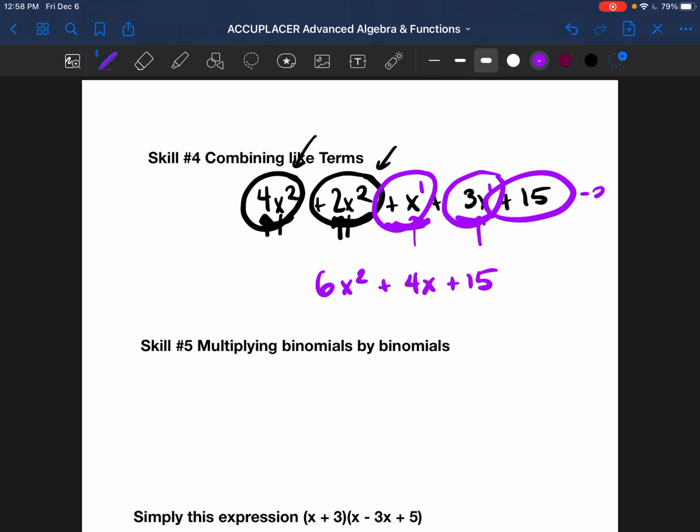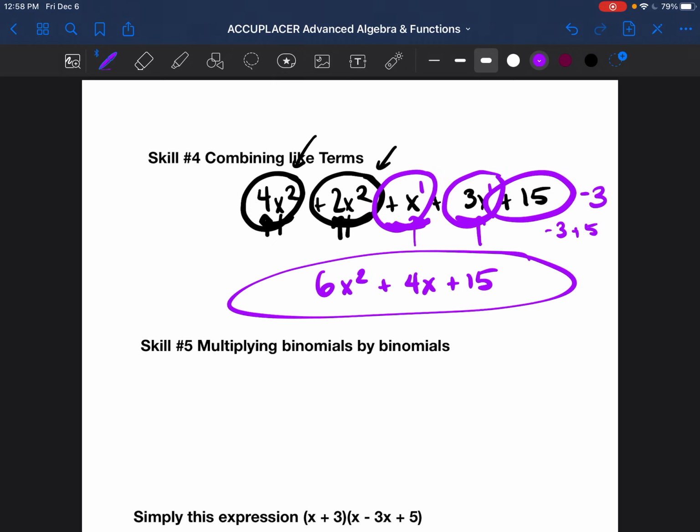Now, if there was 15 minus 3, then any numbers are like terms. So if you had 4 and 3, because they're just numbers, they're like terms. If you had a positive and a negative number, -3 plus 5, even though one's a positive number and one's a negative number, they're still like terms because they're both numbers by themselves. So anytime you have numbers that are just by themselves, they are like terms. You can add them together and simplify. So combining like terms, we would put the terms that are together and we would get our answer.